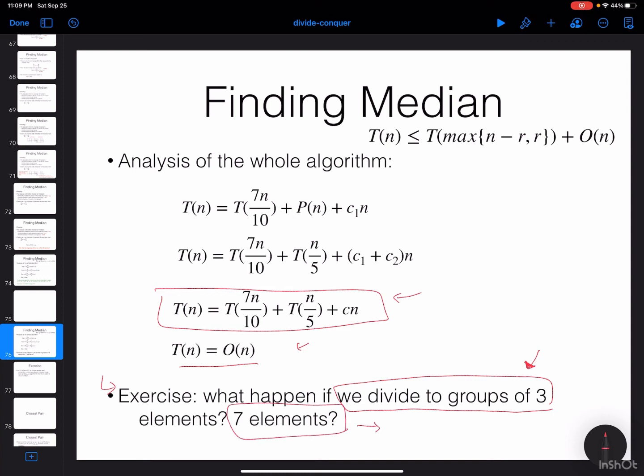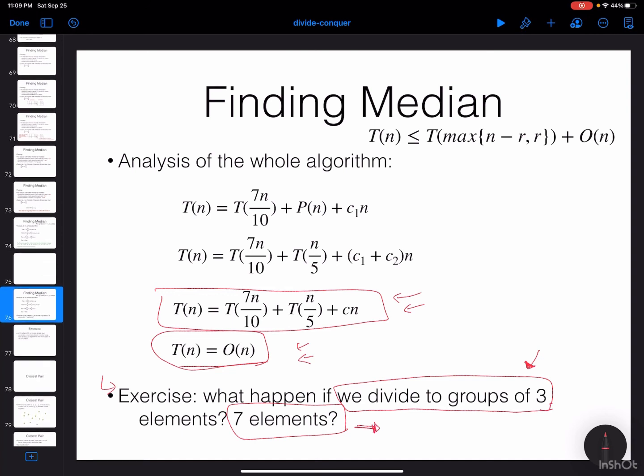See what you are going to get as the recurrence relation in this case, and what the final answer will be. You will see a very interesting result, which justifies why the group of 5 is the best answer. Not exactly the best, but it's the simplest, while still giving you linear time. Okay, try it with groups of 3 and also groups of 7 as your exercise. If you have questions, we can talk about it during the office hours or in the classroom.